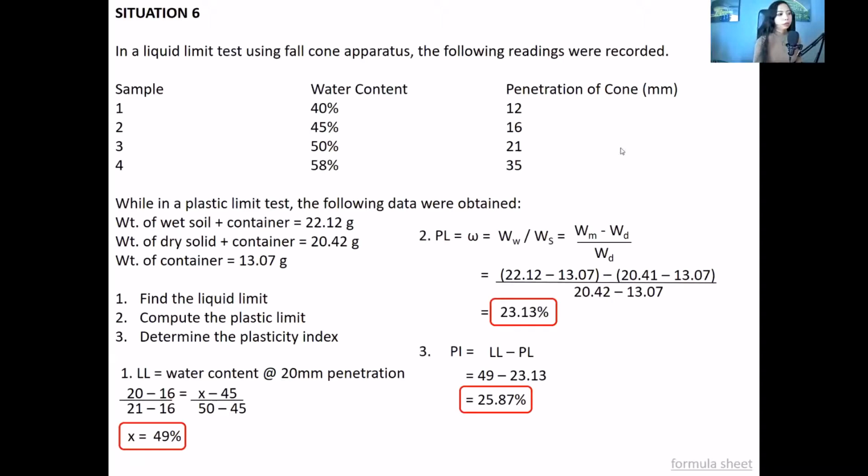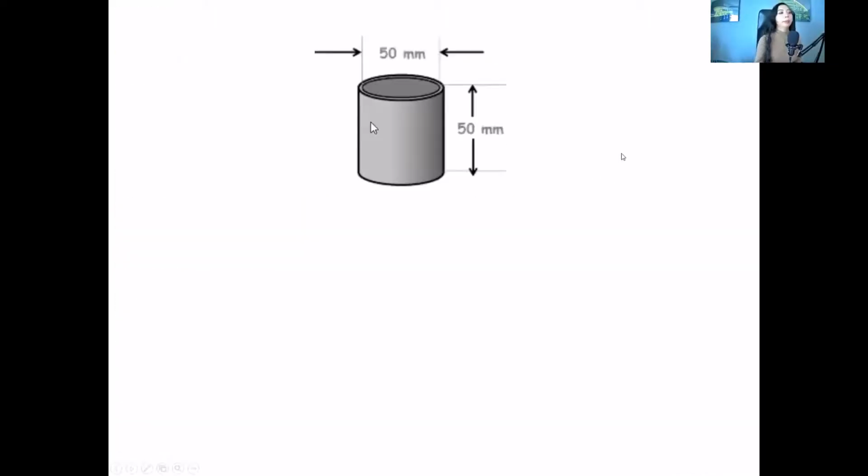Ayan, okay. So, first, ang gagawin natin para makuha natin yung liquid limit ay magpe-prepare tayo ng, my screen is acting up. Okay, magpe-prepare tayo ng soil sample. Lalagay natin siya sa cylinder na to. Na-print screen ko pa yung cursor. I'm sorry. So, ilalagay natin siya dun sa container.